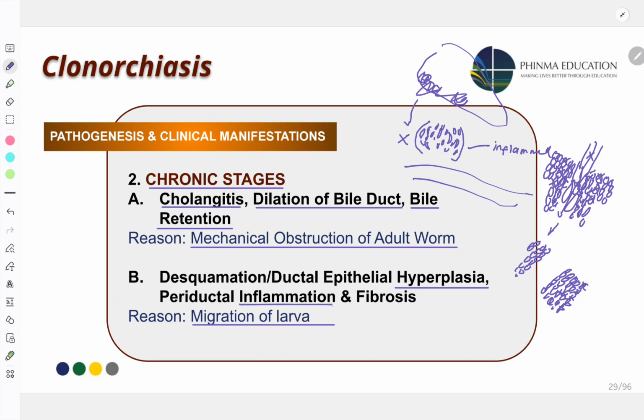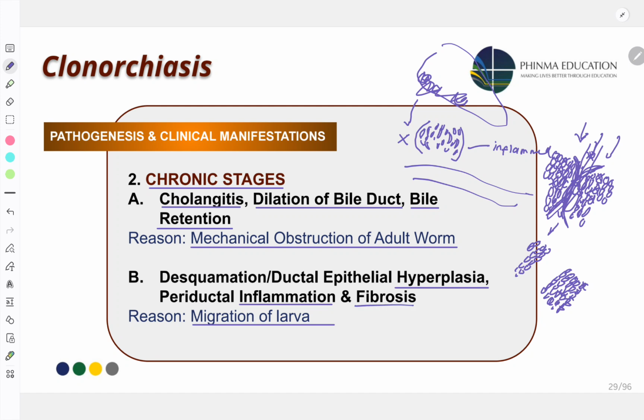And of course, there is inflammation. There are so many cells and it is swollen. So where will your bile pass? It is swollen, there are many cells, it is inflamed, the lumen is smaller, and it is obstructed by your adult worm. So the bile can no longer pass.